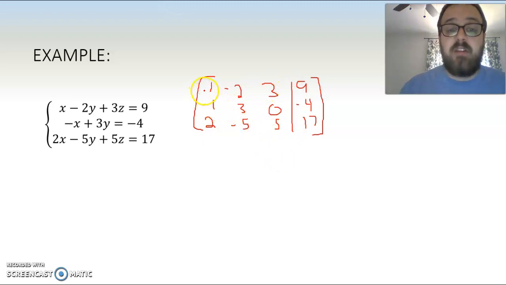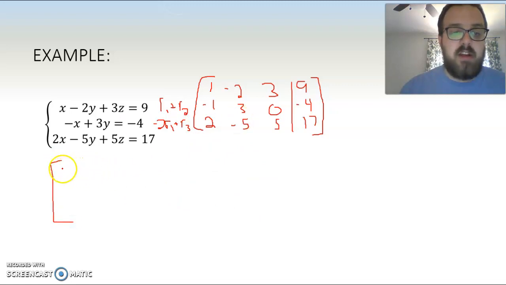If I take a look here, it looks like up here I have a 1 in the X spot. That's going to be really easy to use to get rid of stuff. So I'll cancel out here and here. I'm going to do row 1 plus row 2. And then down at the bottom, I'm going to do -2 row 1 plus row 3. And that's what we're going to do to eliminate. So let's see what that makes for my new matrix. Our first row is going to stay the same.